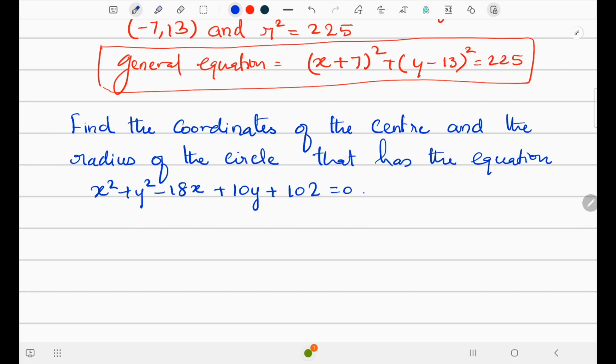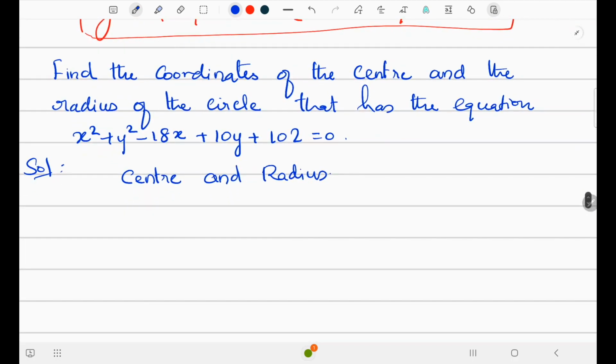That means we need to find the solution. We need to find the center and the radius, right? This equation, what is given? The given is x square plus y square minus 18x plus 10y plus 102 equal to 0. So this is the equation. This is, say, equation 1.